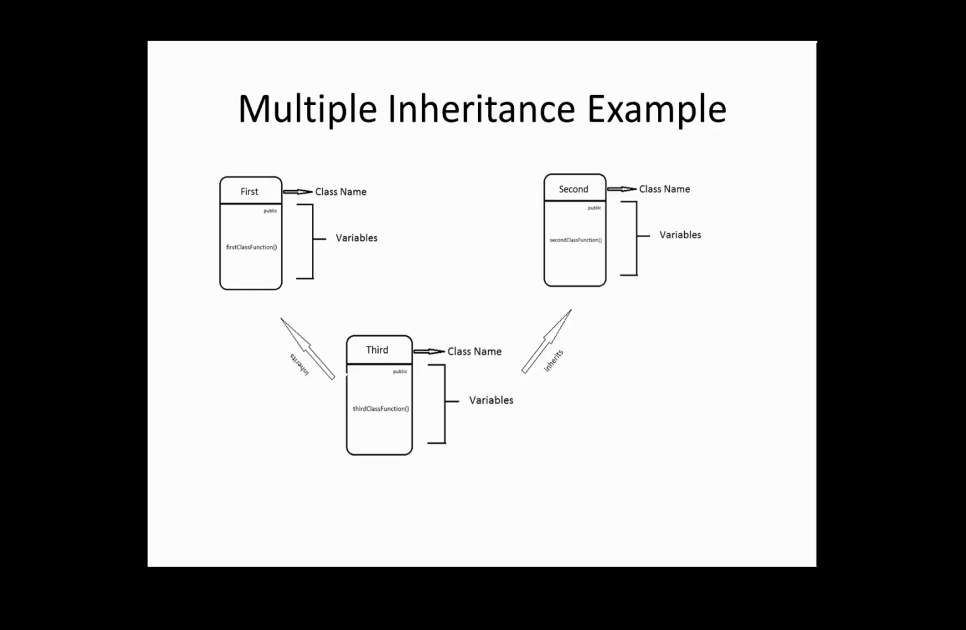So to start, I have prepared another diagram that explains our example. In this diagram, we are seeing that we are going to have three classes, and they are going to be named first, second, and third classes. To be more readable, I named them like this. In these classes, we are going to have only one function each. The first class function is going to be first class function, the second one is going to be second class function, and the third one is going to be third class function. The third class is going to inherit the first and the second classes.